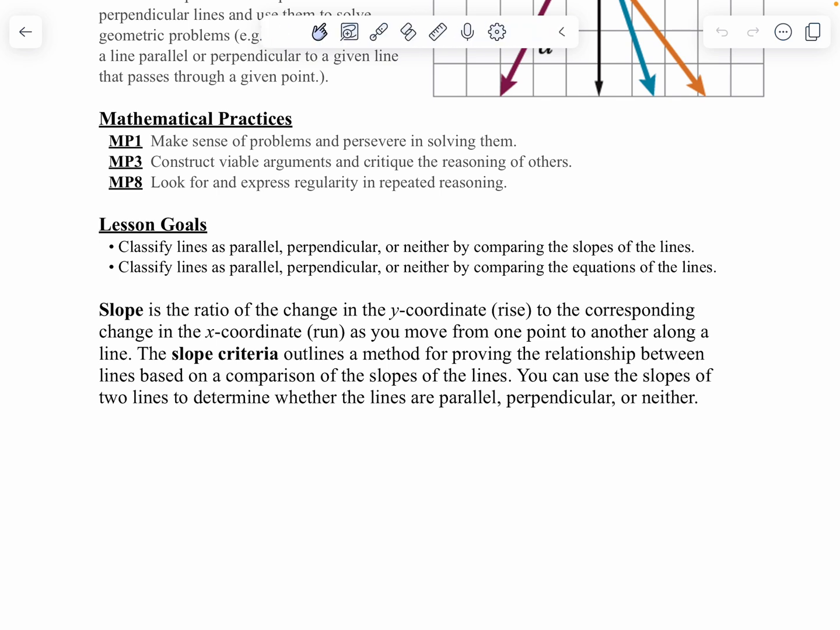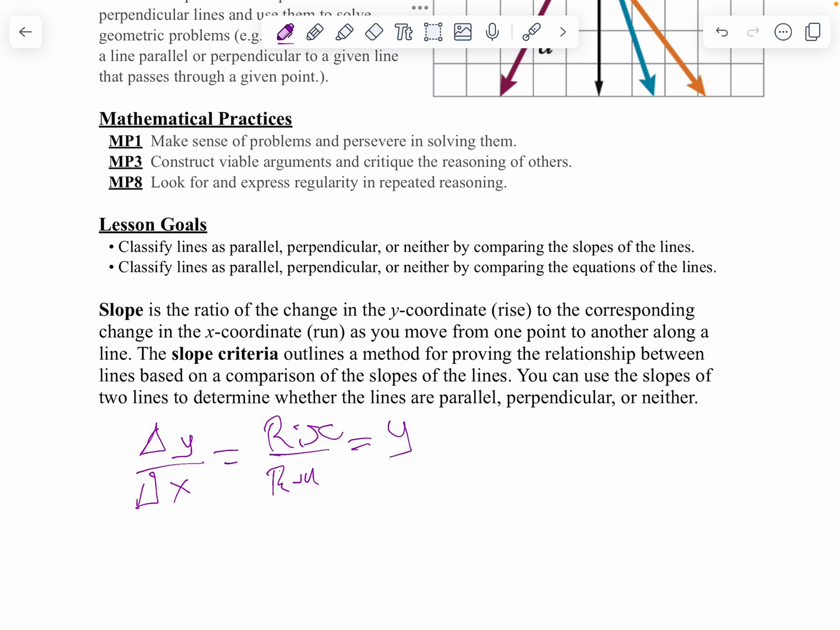As a review, remember slope is the change in y over the change in x. You usually see it written as change. That's what that triangle means. It's a Greek letter delta. It means change. Maybe you've seen it as rise over run. Or maybe as a formula y2 minus y1 over x2 minus x1. All of them will give you your slope.